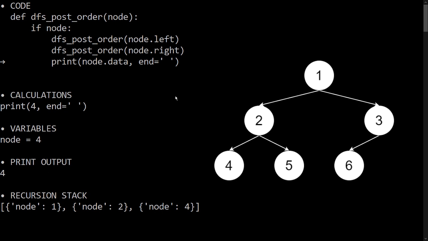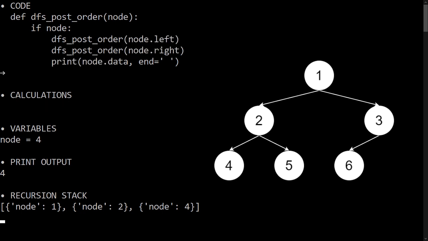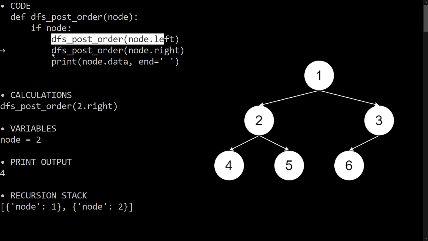And as all these three lines have been executed, it will exit out of the if condition and return back to its caller, that is node 2. For node 2, the left subtree has been processed, so it will recursively call its right subtree, 2.right.